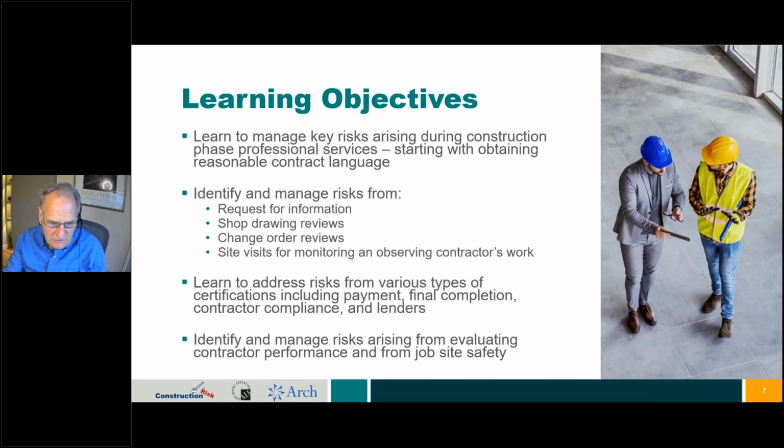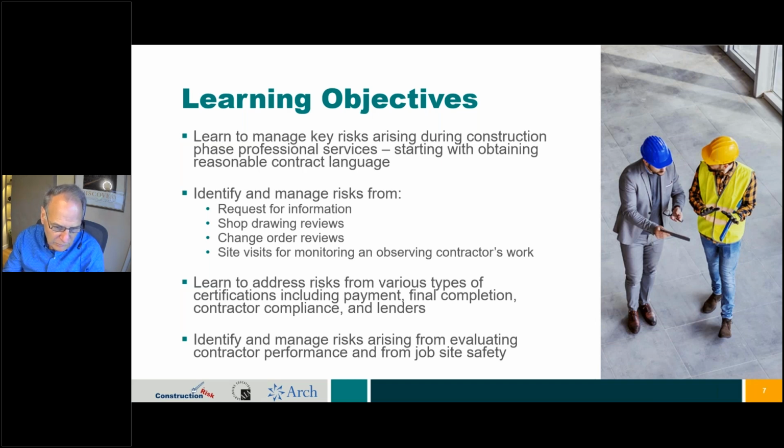And these are the learning objectives today. We're really going to focus on the construction phase services. Over the years, I have found that a lot of the claims arise because of issues during the construction phase, where a contractor is doing something and the design firm gets blamed for it. It might be they're asking for RFIs, change orders, shop drawing reviews, and they are coming in a manner that should give you a clue that there's going to be an eventual claim here. And so we want to look at how we focus on those issues to manage them.